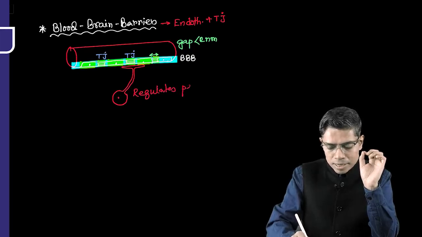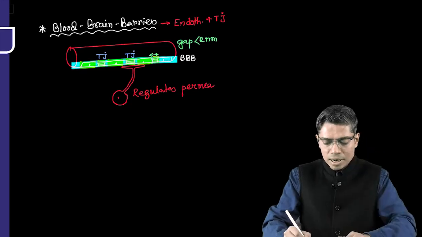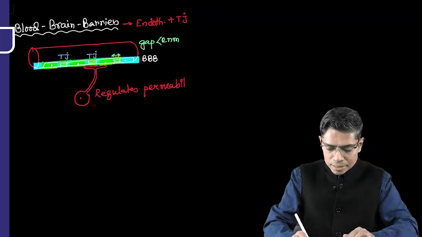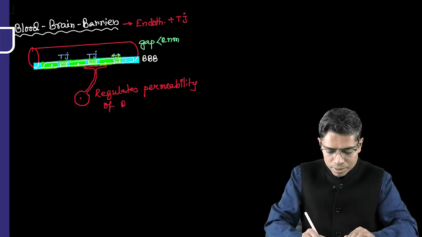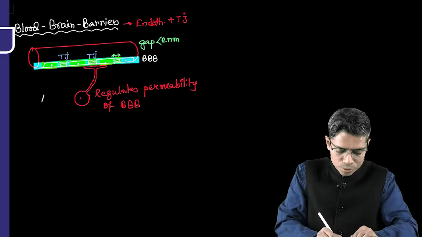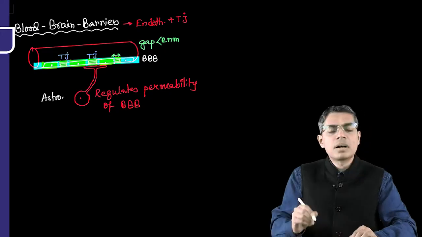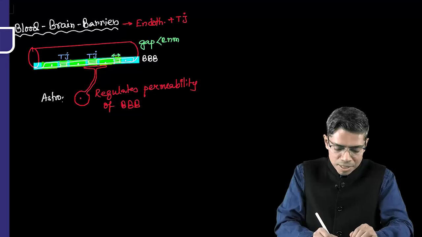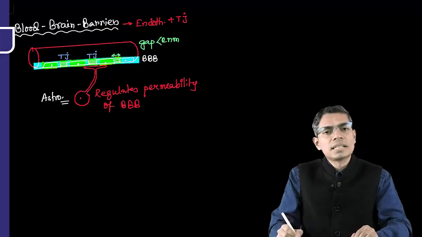but astrocyte regulates the permeability of the blood brain barrier. So please remember that astrocyte is not structurally part of the blood brain barrier. Blood brain barrier is only formed by the endothelium cell and the tight junction.